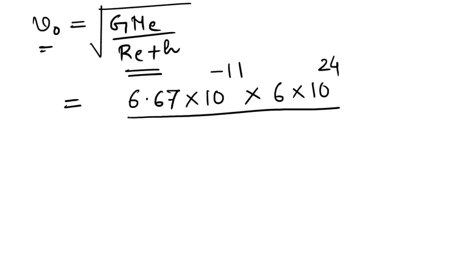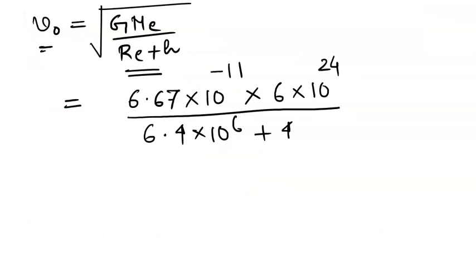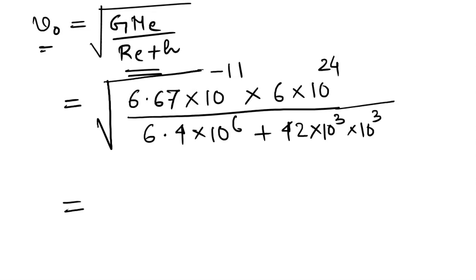What will be the radius of the earth? 6.4 into 10 to the power 6 meters. And what will be the height? The height is 42,000 kilometers, so we have to convert it into meters. So 42 into 10 cube kilometer, into 10 cube again to convert into meter. Then under root. Now we have to simplify this value. The answer is 2.8775 into 10 cube meter per second.